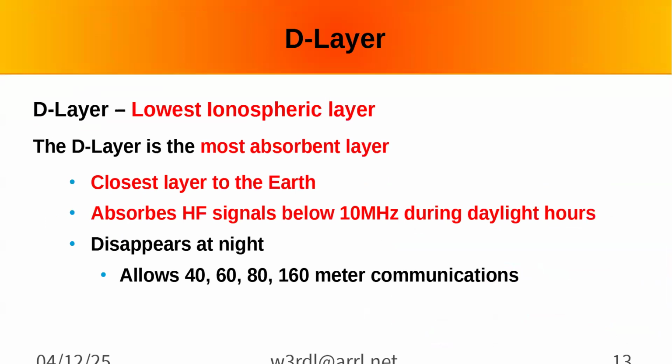The D layer is the bottom or lowest layer. It's like 40, 50 miles up. Everything below 10 megahertz basically is completely absorbed during the daytime. That's why 20 meters works in the daytime, it's above 10 megahertz. And the D layer is created from the sun, because the ultraviolet X-rays make it all the way down to the D layer.